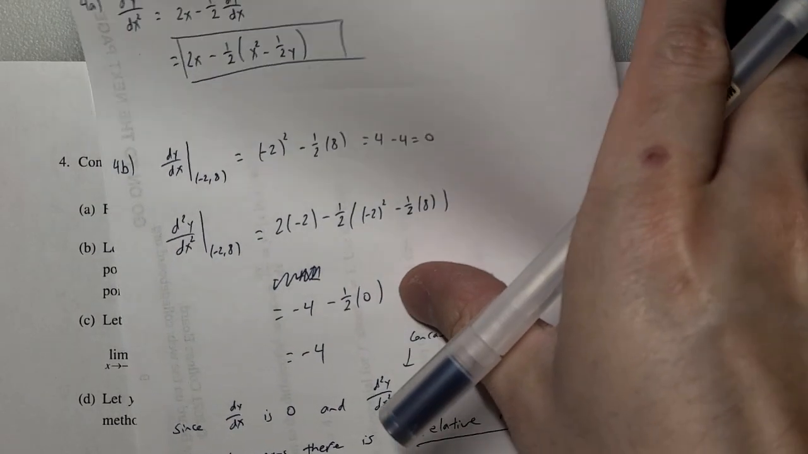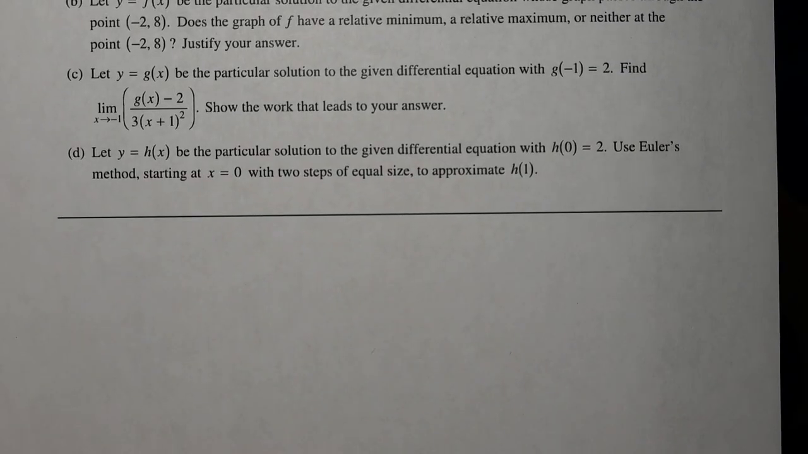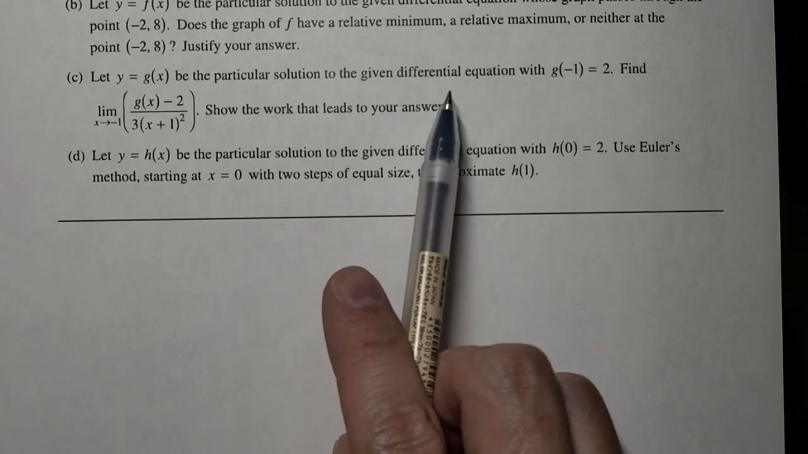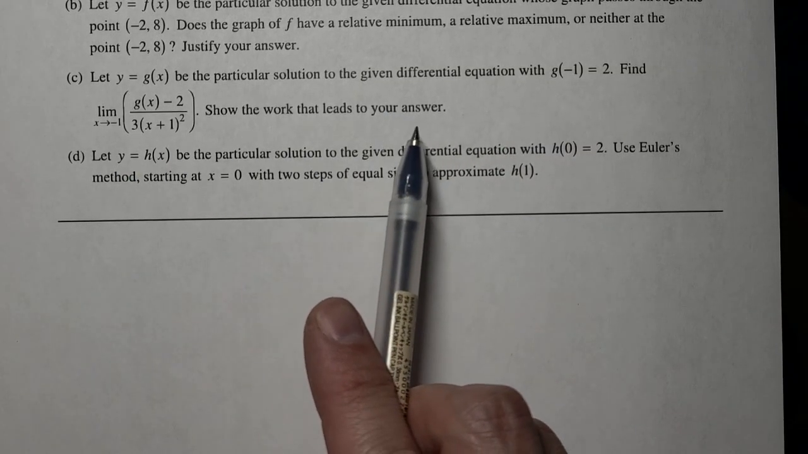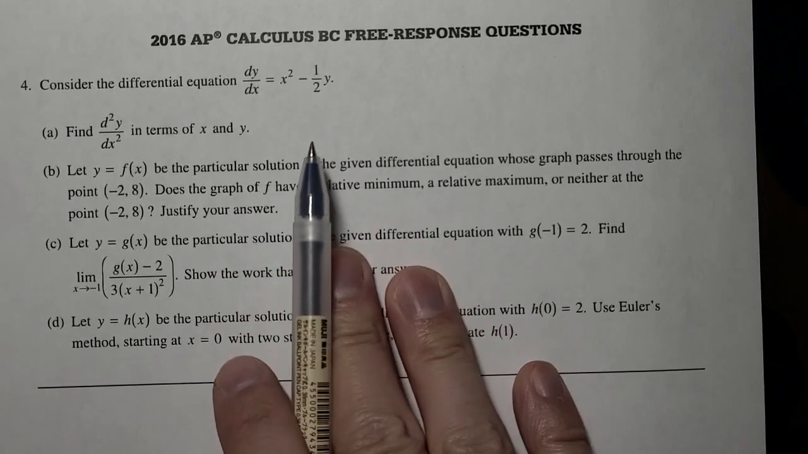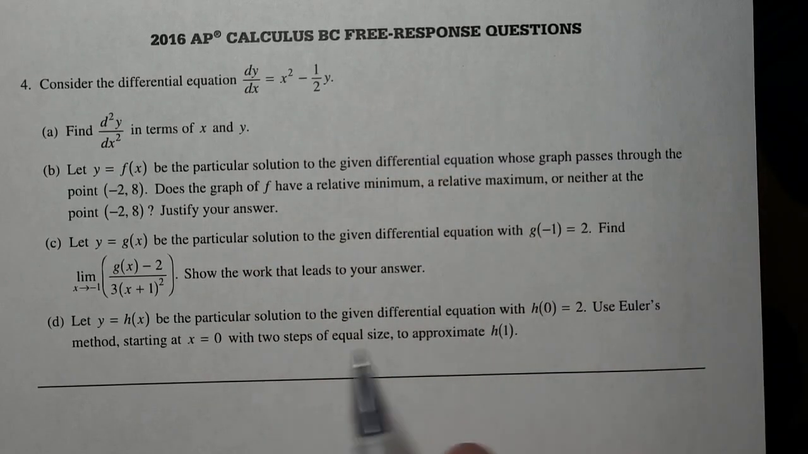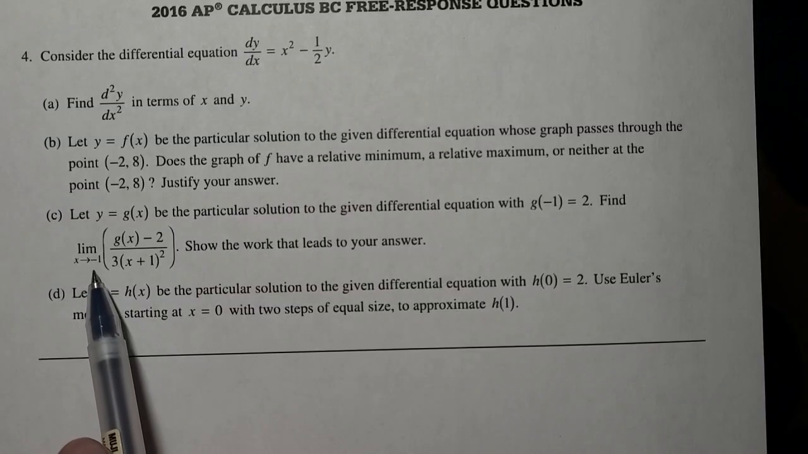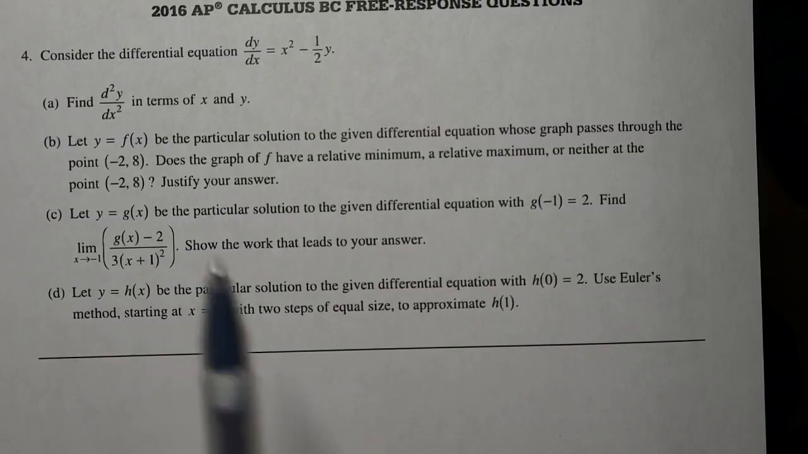Part C, this is a weird one, but you could probably imagine what's going on if you're a good test taker. Let y equals g of x be the particular solution to the given differential equation with g of -1 equals 2. Find this limit, show the work that leads to your answer. Okay, so this is AP Calc BC, right? So we probably need L'Hopital's rule here. Let's confirm. We always want to plug in first, no matter what limit. So when we plug in x is -1, we get g of -1, which is 2. 2 minus 2, which is 0, so 0 on top.